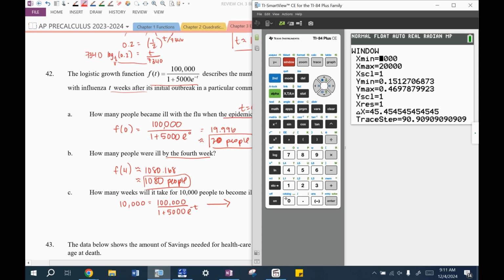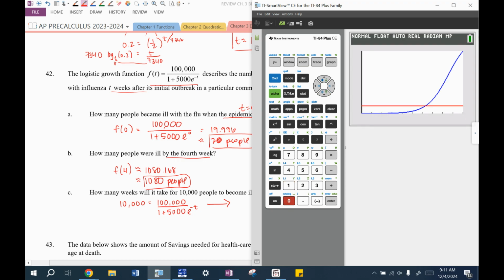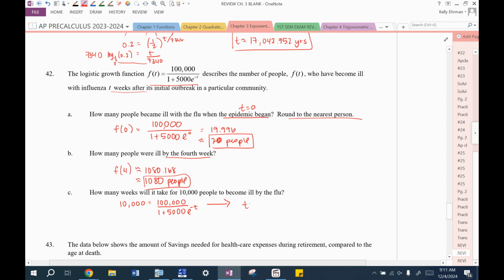What's my window going to be? So 0 to, I don't know, this is probably going to grow quickly. Will it take 10 weeks? We can try that. Zoom fit. Oh, there we go. So that was good enough. So find the intersection. 6.320. So t is about 6.320. I'm going to leave that decimal there because we're talking about weeks.